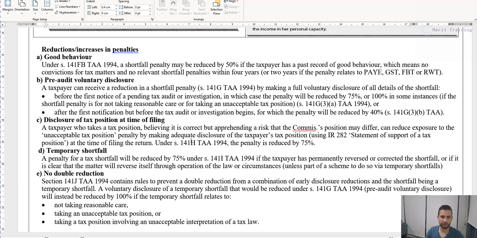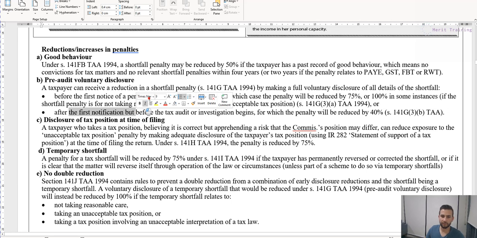If there's a pre-audit voluntary disclosure, which is basically where the taxpayer reveals all of the details of the shortfall voluntarily before any audit or investigation takes place, in that case it can be reduced by 75% or 100% in some instances. But if it's after the first notification, you can still get a reduction, but it's still before the tax audit. It's not as high, so it's 40%. So the key difference is notification of a pending tax audit or investigation. If you tell the commissioner about everything before you even get a notice that there may be an audit or investigation, you get 75% or 100% in some instances.